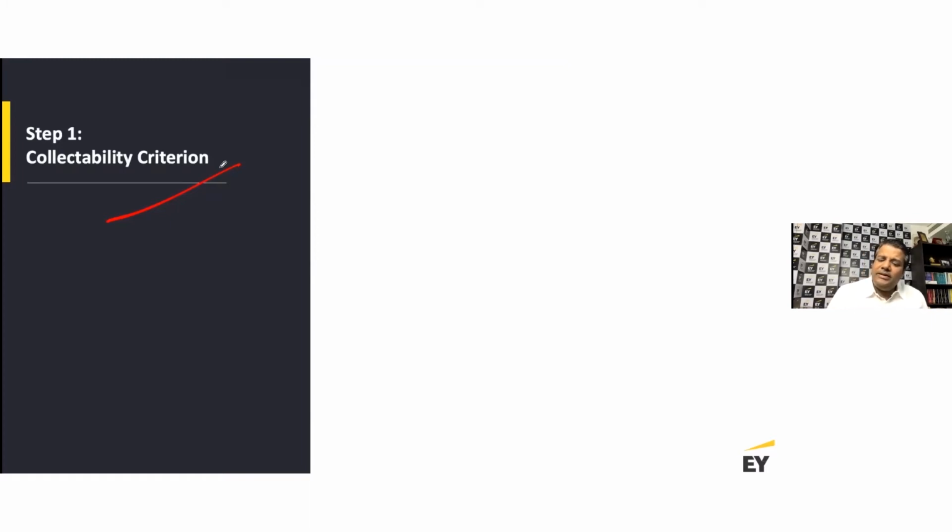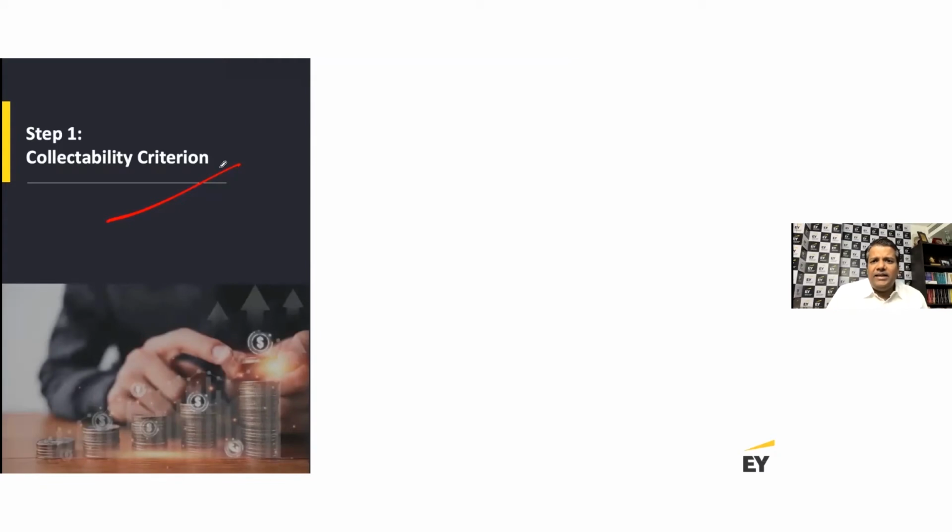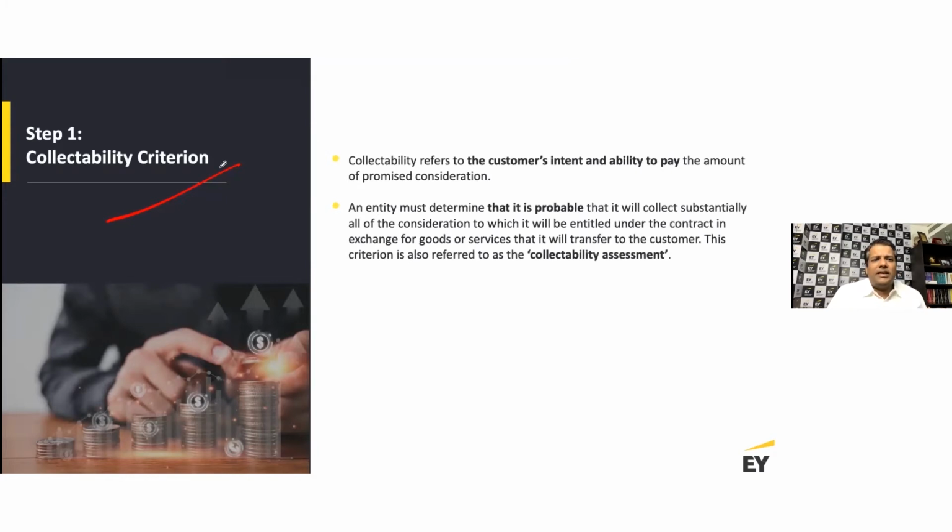So you've got to establish that the counterparty has the ability and the intent to pay the amount of promised consideration. So collectibility refers to the customer's intent and ability to pay the amount of promised consideration at the time when you entered into the contract, or actually at the time when you're discharging, when you're fulfilling your performance obligation.